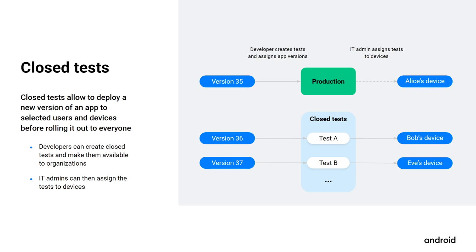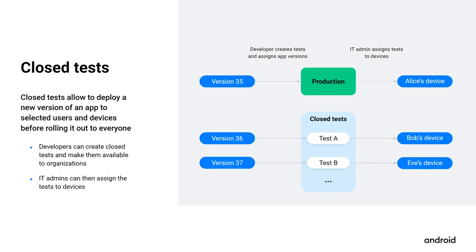But in addition to this production version, the developer of an app can create one or multiple closed tests and assign non-production versions of the app to these tests. The developer can then make these tests available to organizations so that IT admins can go in the management console and configure which devices should receive which tests. So it's effectively up to the developer to decide which versions are available for an organization, and then up to the IT admin to decide the mapping between versions and devices.